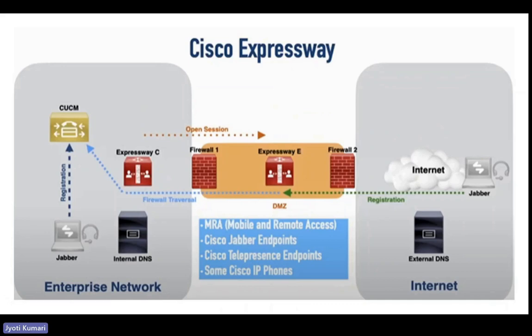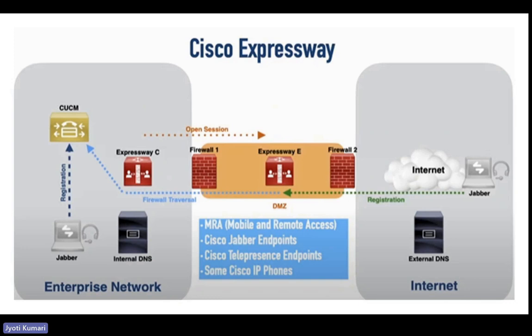All right. So first of all, what is Expressway? Expressway series devices are used for call processing, for video endpoints mostly. For audio, generally CUCM is used. Like I mentioned earlier, CUCM can be used for video call processing also, but it is not very efficient for it and has limited capability for that.